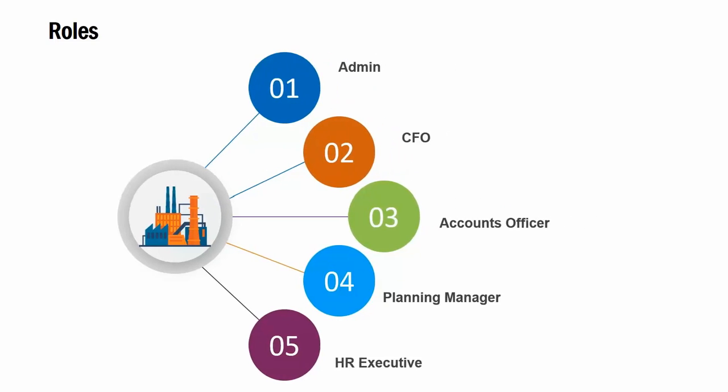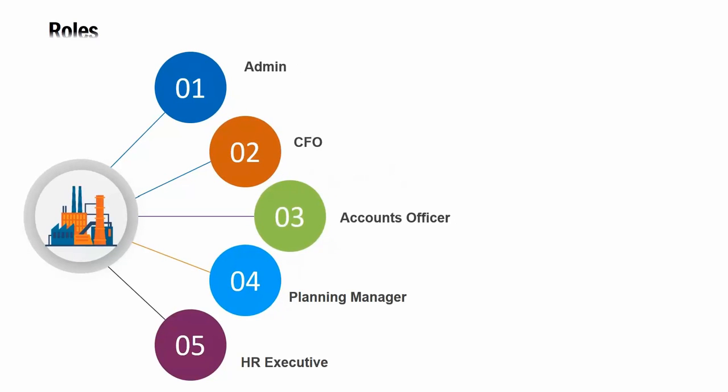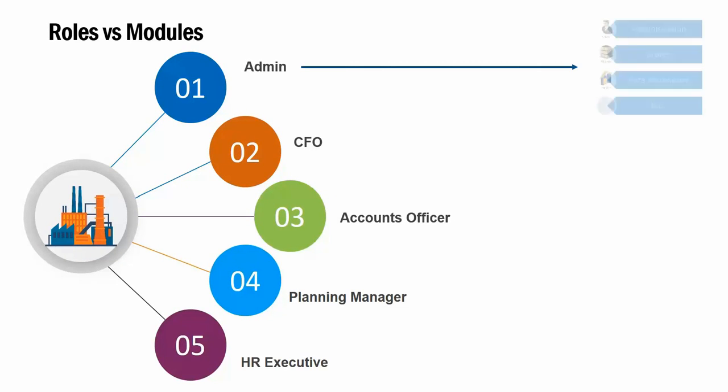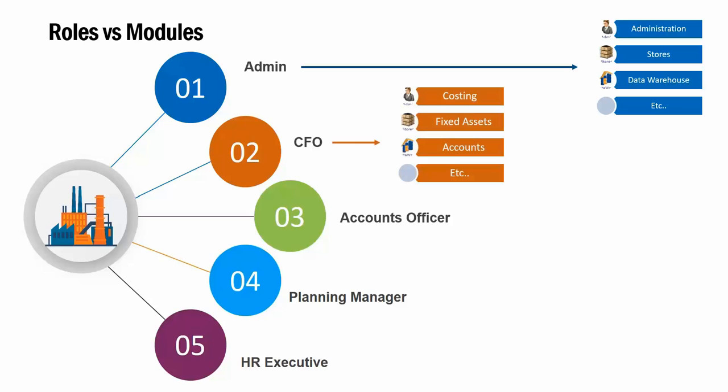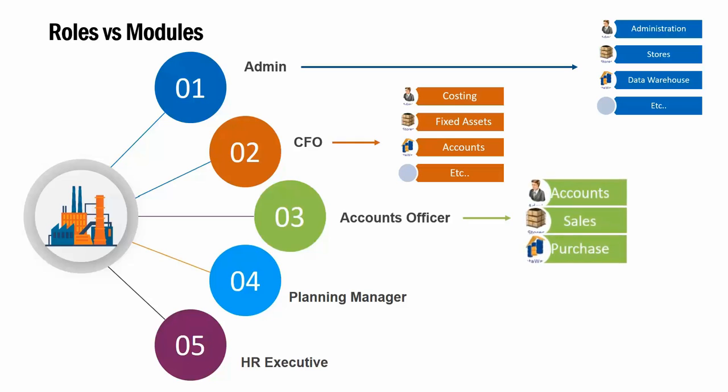Then the modules are assigned for the role. Here, the admin module has access to few modules like administration, stores, data warehouse, etc. Similarly, the CFO role has access to costing, fixed assets, accounts, etc. In contrary, the accounts officer has access to only 3 modules: accounts, sales, and purchase. By using role versus module, we can link modules to the role. Once this is done, let's see how menu level access is provided to a role.